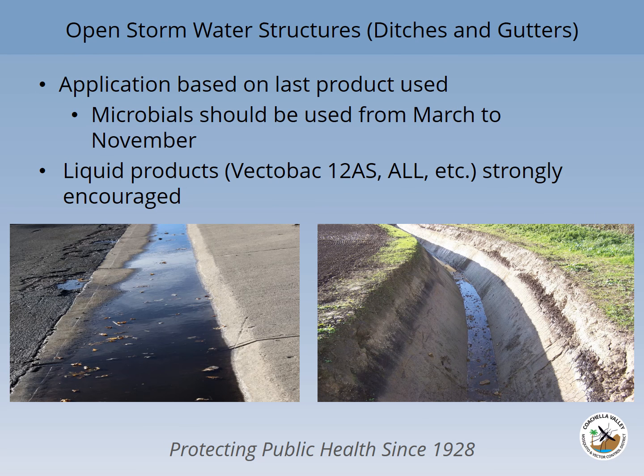Open storm water structures. Open storm water structures include habitats like ditches and gutters. Similarly to underground storm water structures, applications are based on previous products used, with microbials being used from March to November, like previously stated. Liquid products such as Vectobac 12AS and ALL are recommended in these settings. These habitats are usually in public view, and briquettes may stand out and could easily be picked up by a child or a dog. It is up to the technician to decide if the situation requires briquettes or not.